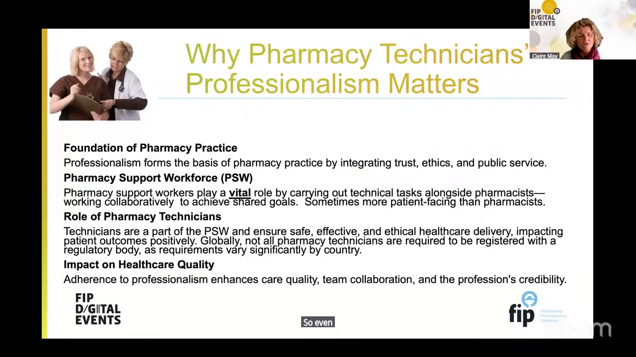Even though registration requirements vary widely across the world, one thing that remains consistent is that expectation around professionalism. It really is the thread that connects all of us, whether you're in hospital, community pharmacy, or supporting care remotely, or even in your Ornge helicopter. So to sum it up, professionalism isn't just about doing the right things, it's about doing right by people, and that's why it matters.